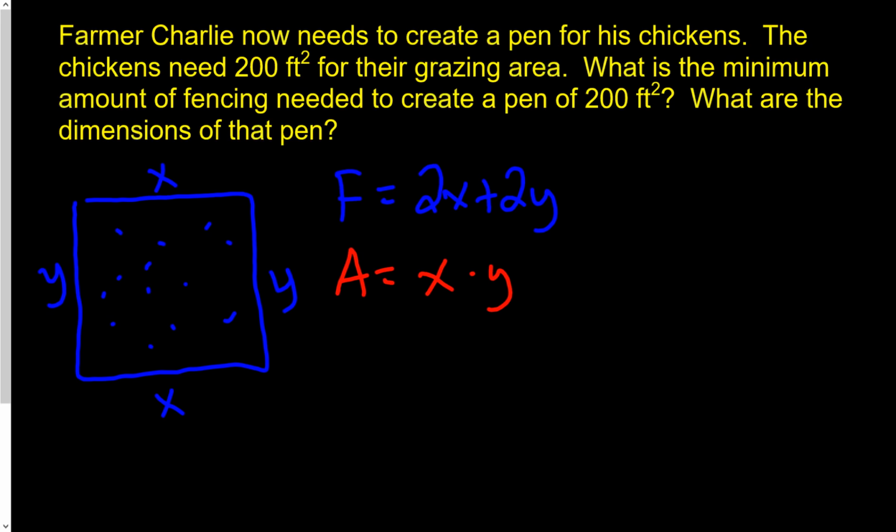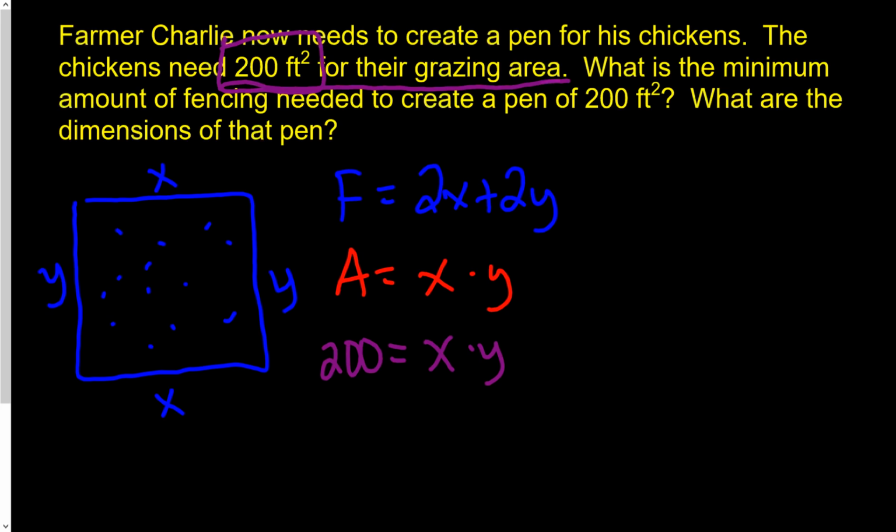Okay, so what do we know? It says the chickens need 200 square feet for their grazing area. That's not the same area as what we're talking about in terms of area of the fence, but it does say 200 square feet. So that's going to be what the area of this pen is. And we want to find the minimum amount of fencing.